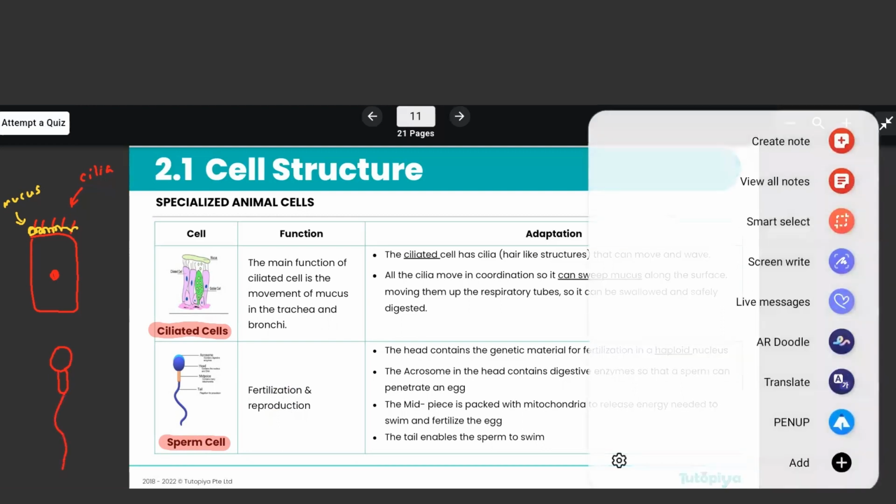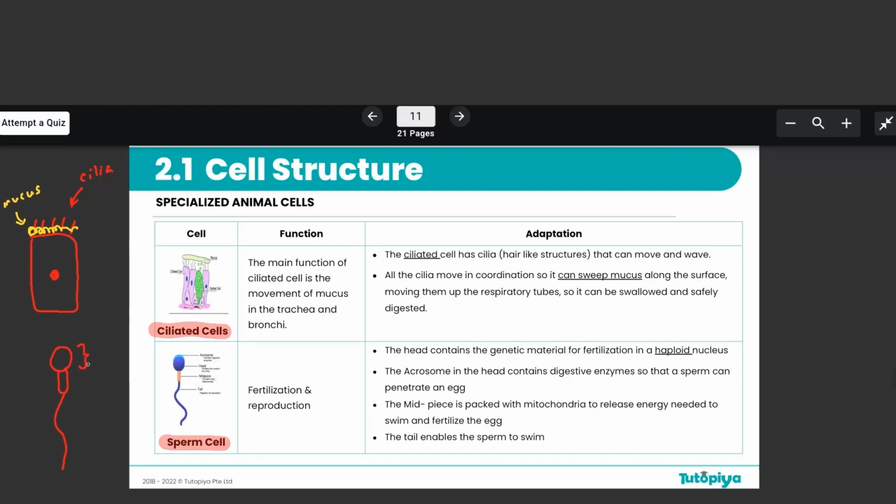The sperm cell basically has three parts to it. It has the head and the midpiece and the tail. So these are the three parts of the sperm cell. The head contains the nucleus, a haploid nucleus actually, which contains the genetic material. The midpiece contains mitochondria, which gives the sperm cell the energy that it needs to swim through the female reproductive tract. And the tail is a mobile structure which can move about and help the sperm to swim.